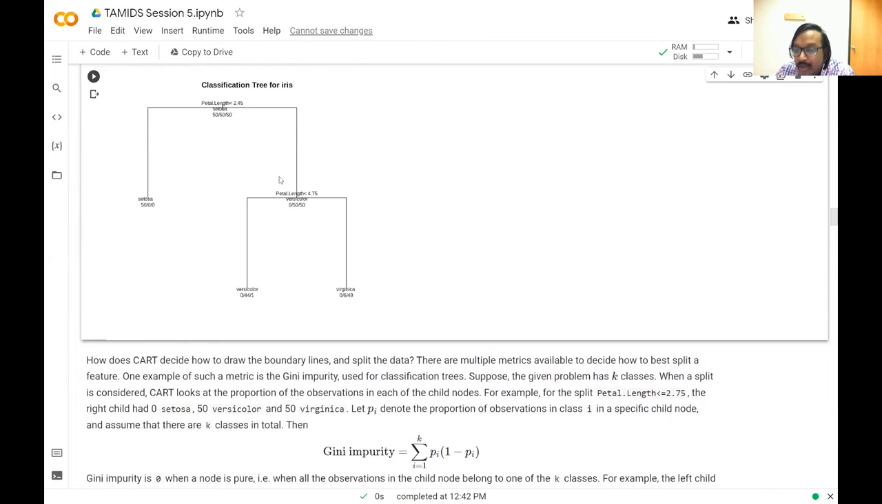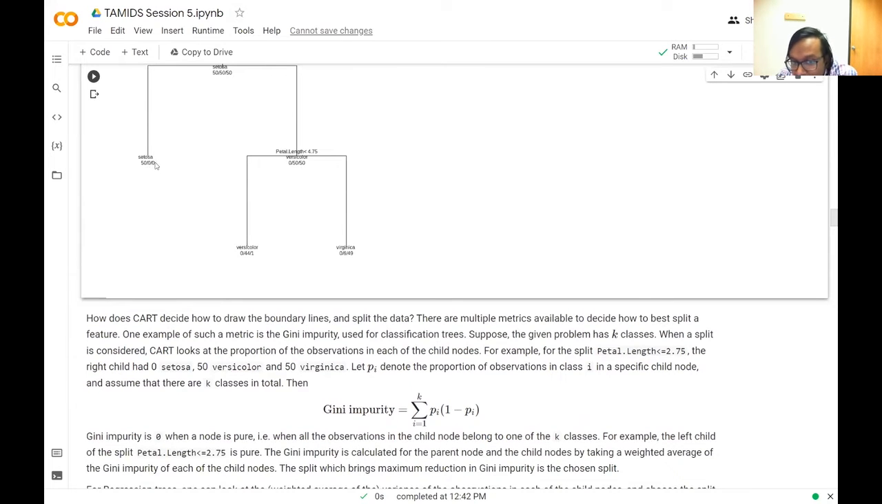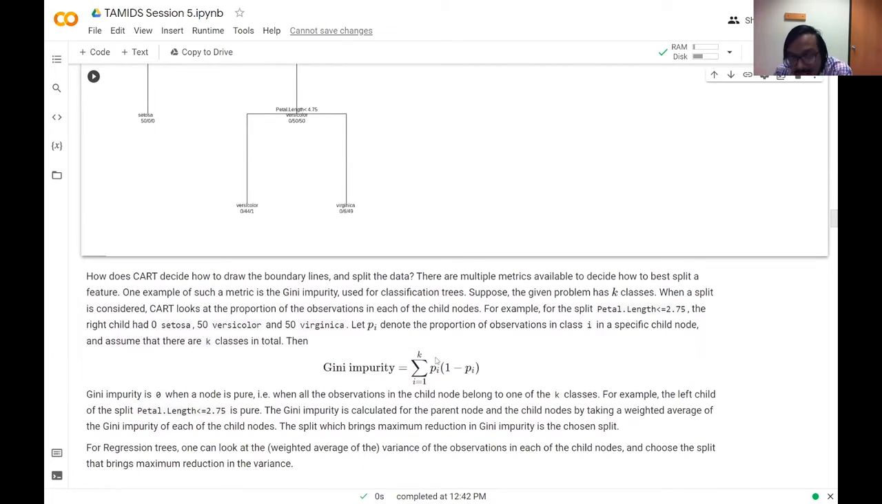We cannot just look at one child node, we also have to look at the other child node. What is the impurity for this child node? The proportions for the different classes are, for setosa, 1, because it's 50 by 50, and 0 for the other two. So the Gini impurity for this particular child node is 0 plus 0 plus 0, which is 0. So it's called a pure node, which is the dream for any classifier.